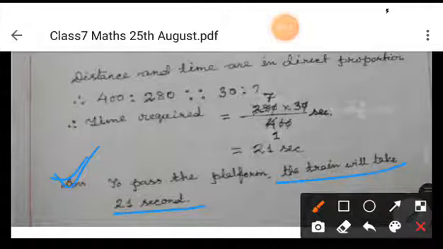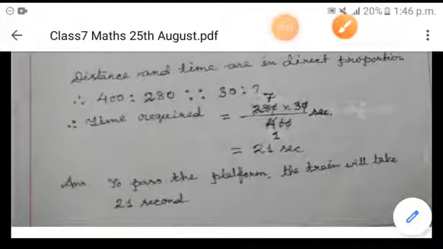Okay children, so always read the question first, understand, and then work out the sums by using the correct formula. So children, do these sums in your classwork notebook.